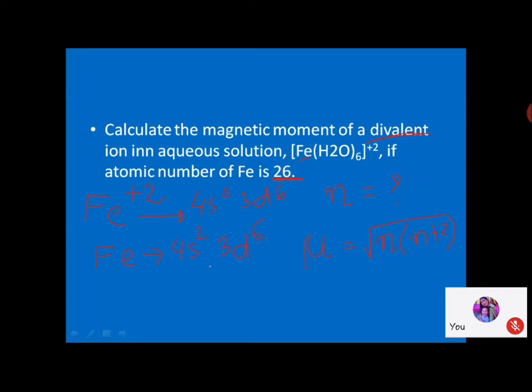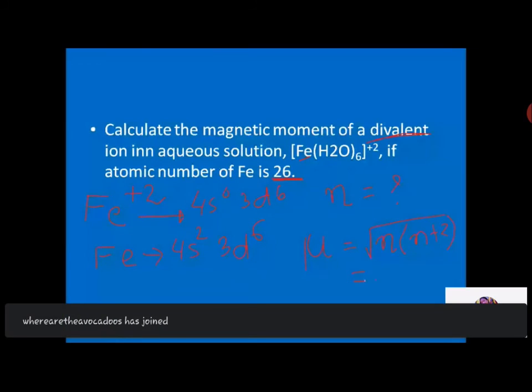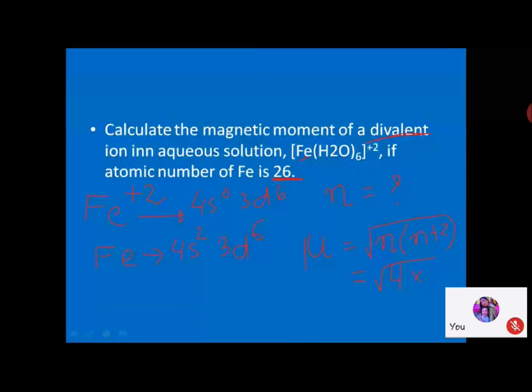Yes, it is 4. So what is that? Root over of 4 into 6. What is that? Root over of 24. Root over 25 is 5. So root over of 24, what is that? 4.9 something Bohr magneton. Okay, so this is how you calculate the magnetic moment of a divalent ion.